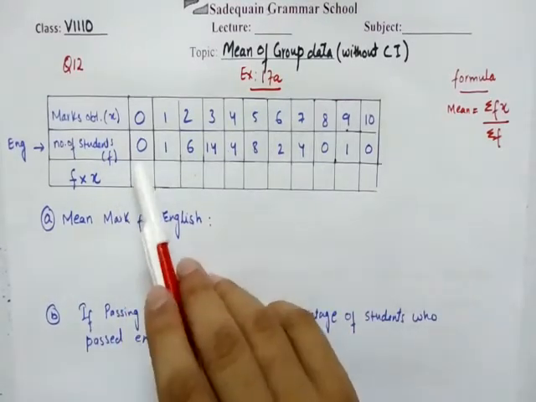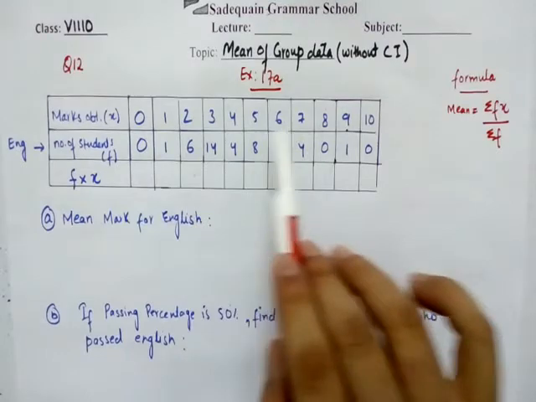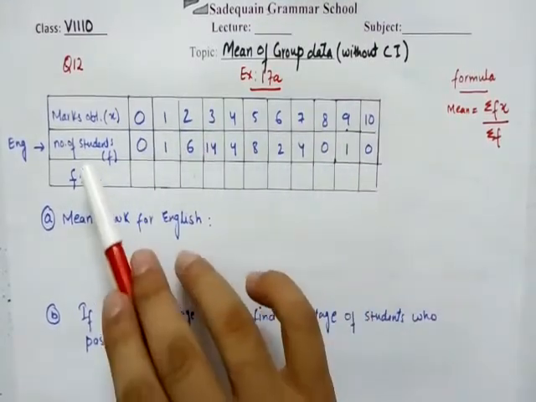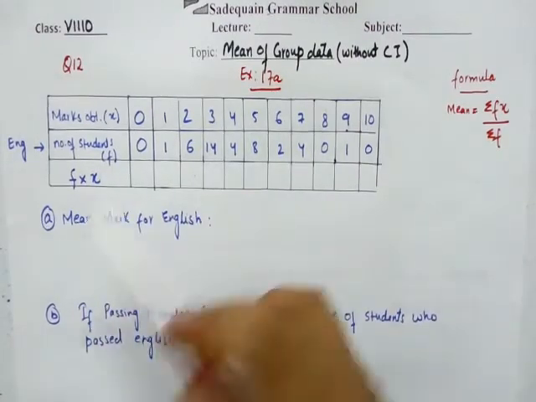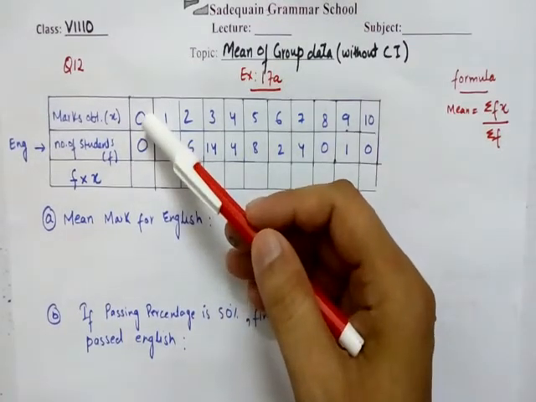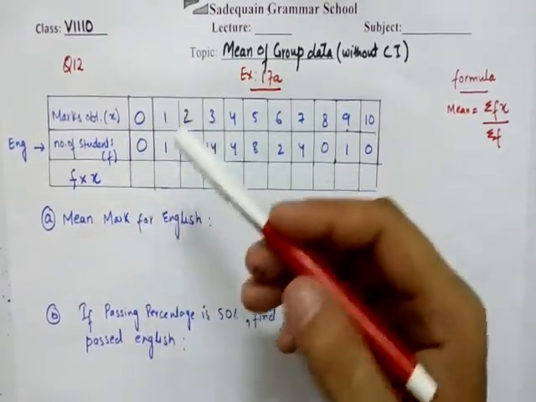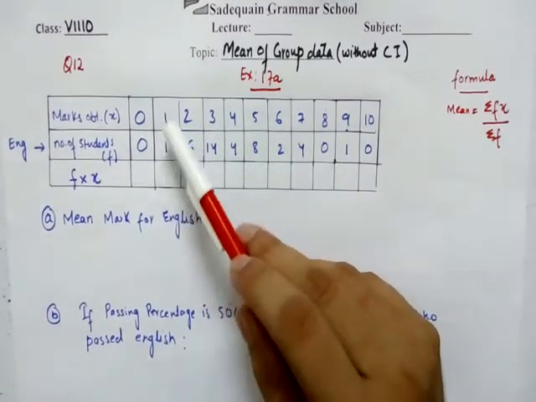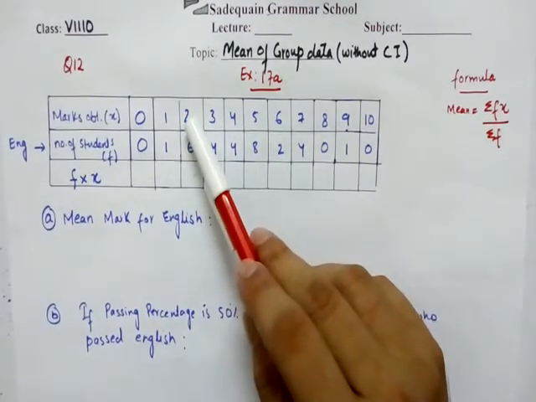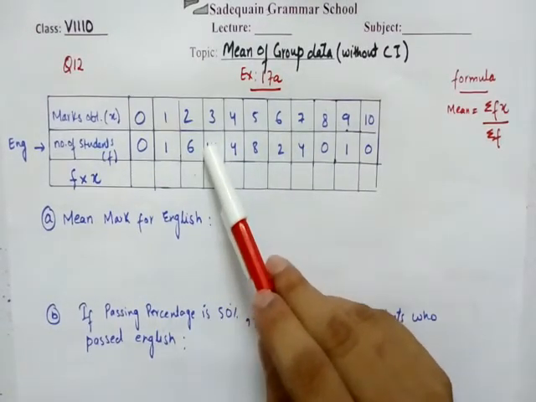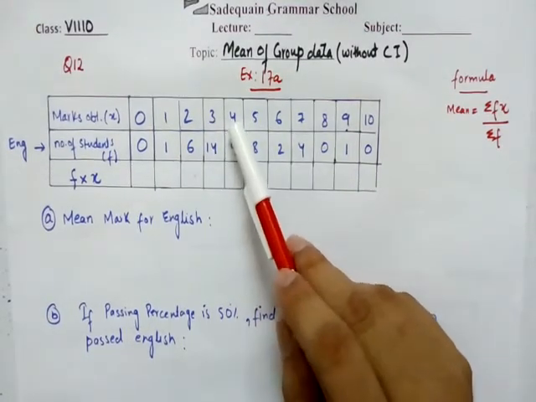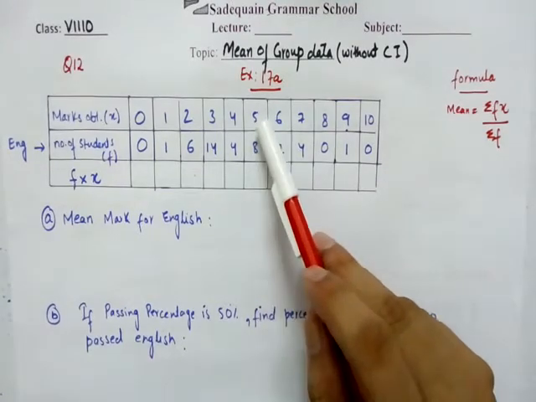In the upper row they have mentioned the marks, and in the second row the number of students. How to read that? 0 students got 0 marks. It's very good, no one got 0 marks. 1 student got 1 mark. There are 6 students who got 2 marks. 14 students got 3 marks. Surprisingly, only 4 students got 4 marks. 8 students got 5 marks, and so on.